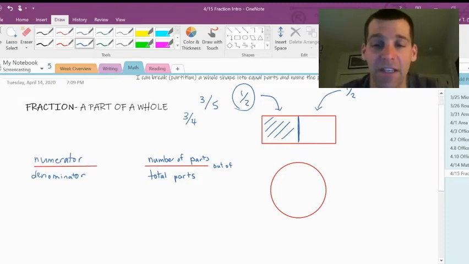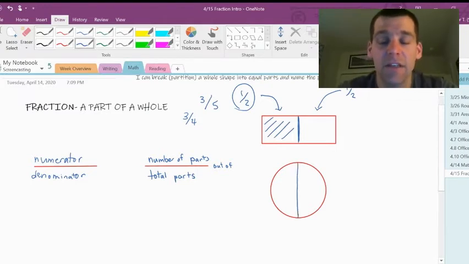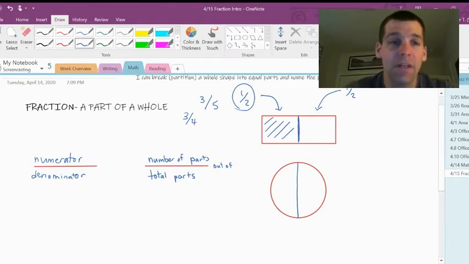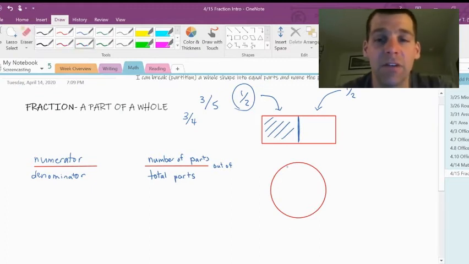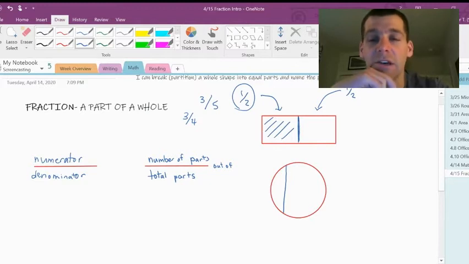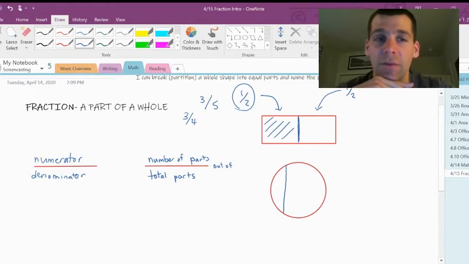I can do the same exact thing down here with my circle. I might decide to go like this. It's really important that as I'm dividing up my shape, I make sure that I divide it into equal parts. These parts need to be equal. I can't divide it like this because while I have two parts, they're not equal sized parts. Really, really important when we're talking about a fraction.